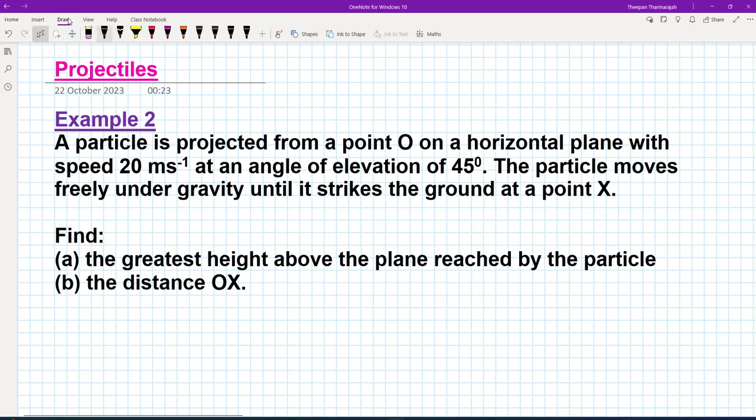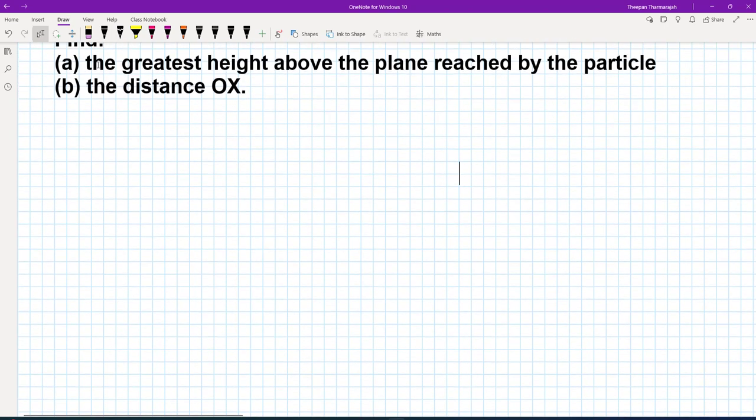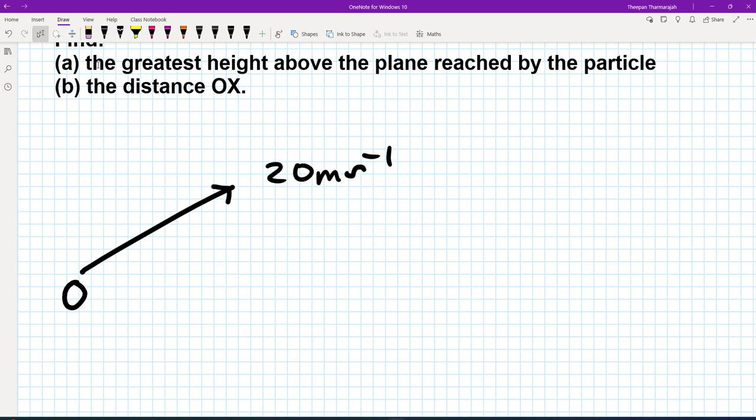So, as always in mechanics, we always start off by drawing a diagram. So we notice that a particle is projected from point O. So let's draw the point O here. It has a speed of 20 meters per second. So don't forget, this velocity can be drawn into components. So let's make our projectile like this.